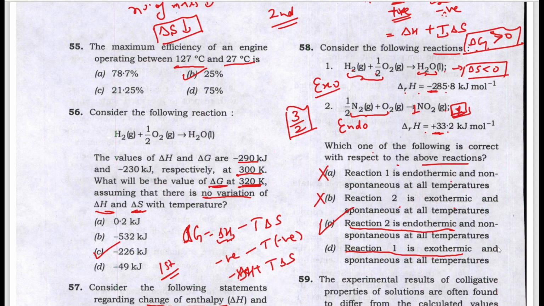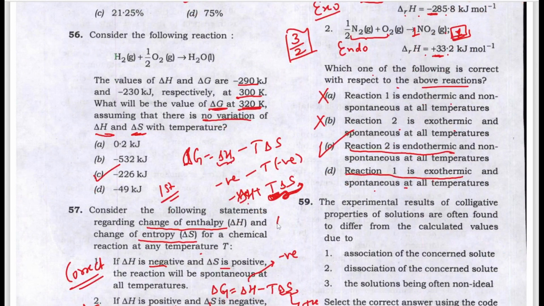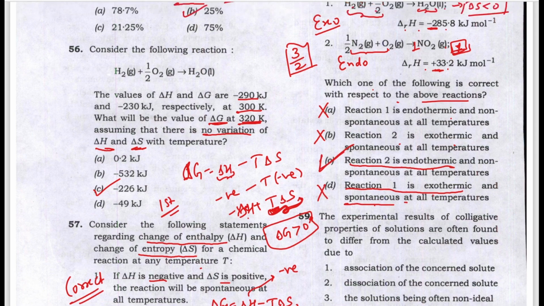So we have to check that they are saying spontaneous at all temperatures. So if you increase the temperature, this term will increase. If this term increases, then delta G will be greater than 0, and the reaction will become non-spontaneous at higher temperature. But they are saying spontaneous at all temperatures. So if you increase the temperature, the reaction will become non-spontaneous. So statement D is incorrect. So the correct answer of this question will be C.